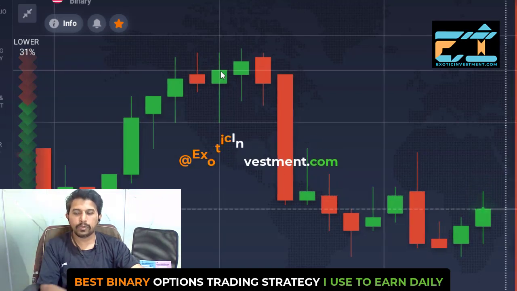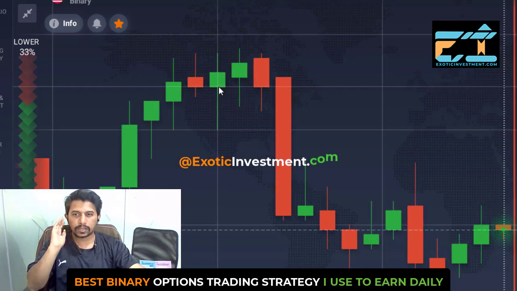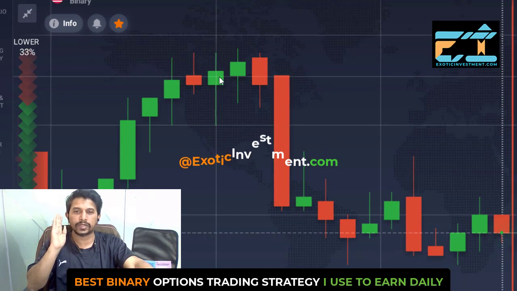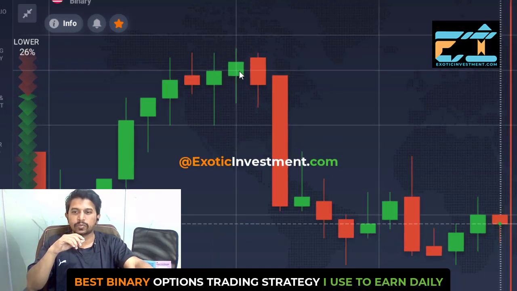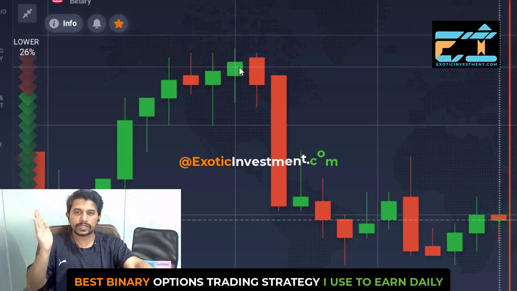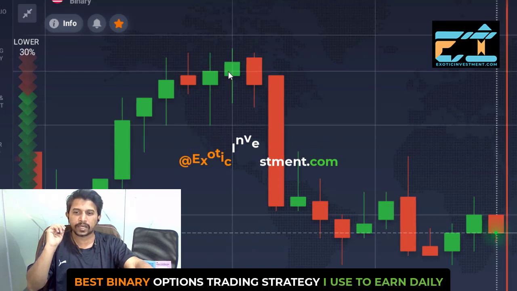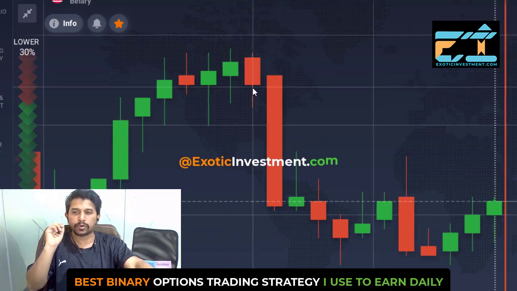So once we buy a put over here, we will have to wait for it to close in red, and we will end the trade right there if it ends in red and we make a profit. If it does not end in red, on the next candle we will also take a put, that is we will sell, and on the third candle also we will sell to go lower if the second is not red. In the third candle we will sell and we have made a profit over here.